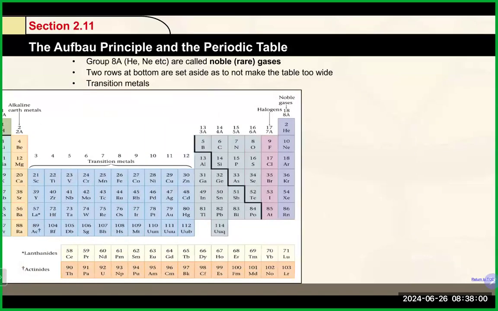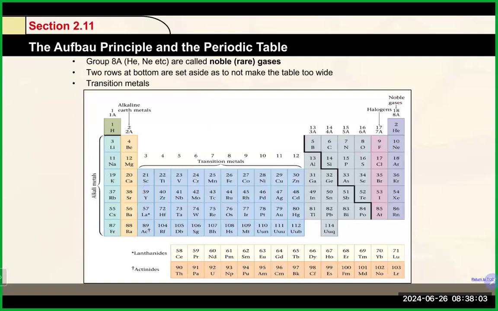But group 8, as I mentioned before, are noble gases. Most people don't call them rare gases anymore. They're pretty much unreactive, but they will react with themselves, but really not other things. They're pretty much as stable as you can get.